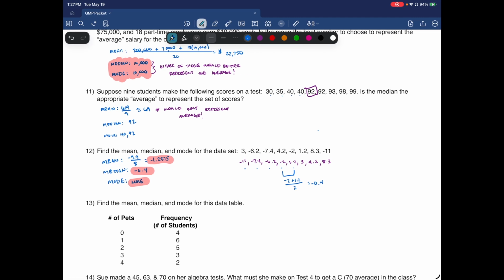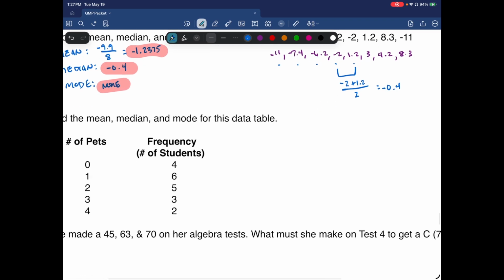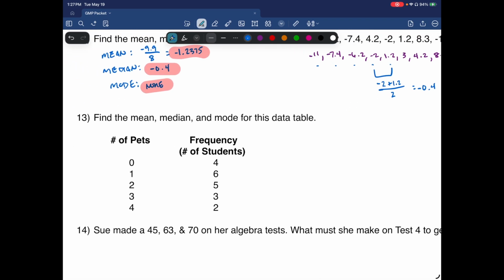All right, so for 13, we're going to do the same thing, but now we have a frequency table. So I want the mean, the median, and the mode. Based on the frequency table, we can see that 1 shows up more often than anything else. So 1 would be my mode.